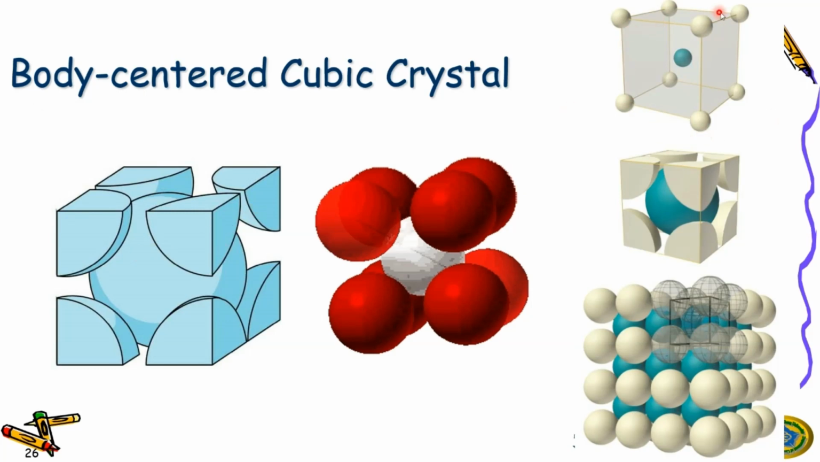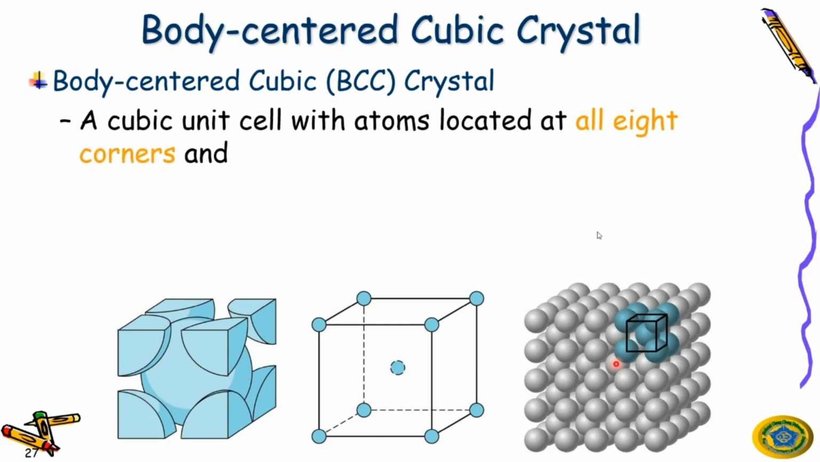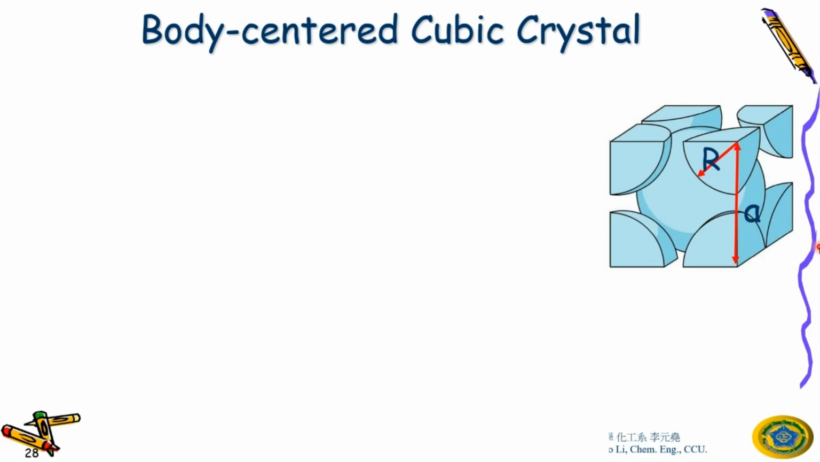And this is the reduced sphere model. This is the hard sphere model. And the lattice looks like this. No problem, right? So now let's find out what the coordination number is and what the APF is. So a body centered cubic crystal is a cubic unit cell with atoms located at all 8 corners and a single atom at the cube center. Right? This is the cube center.